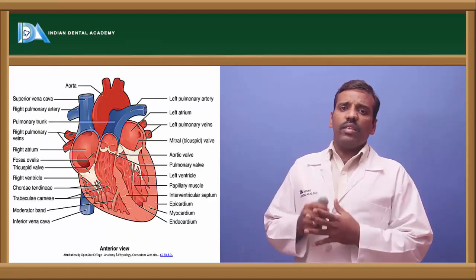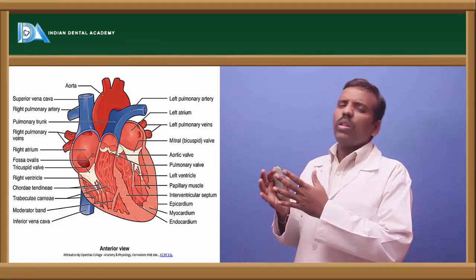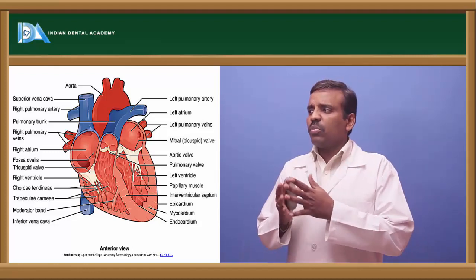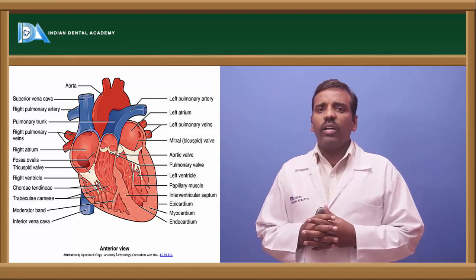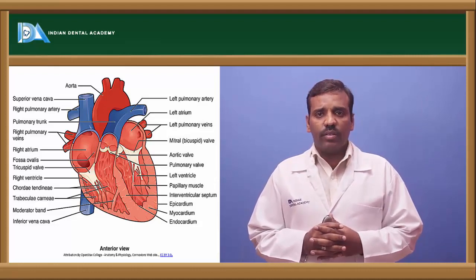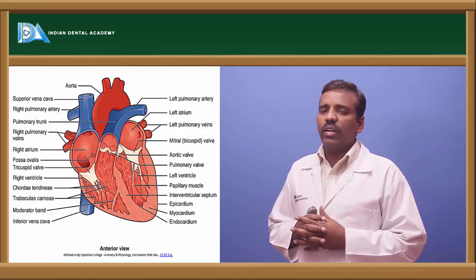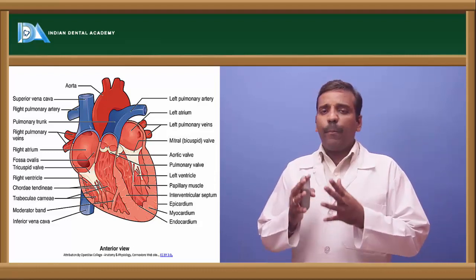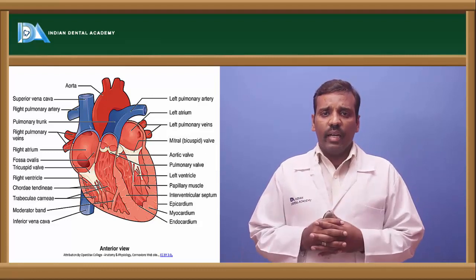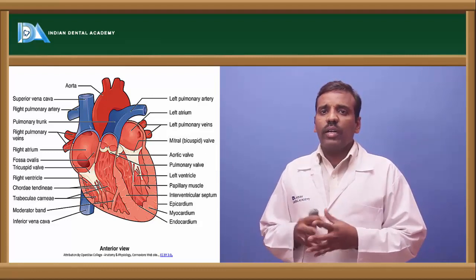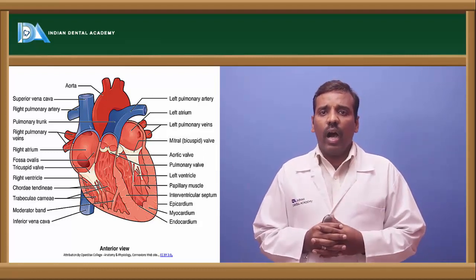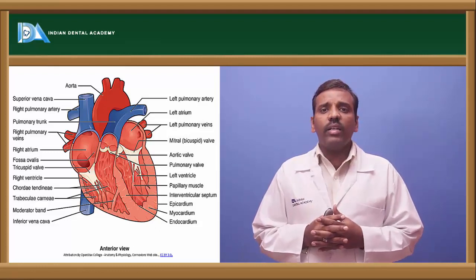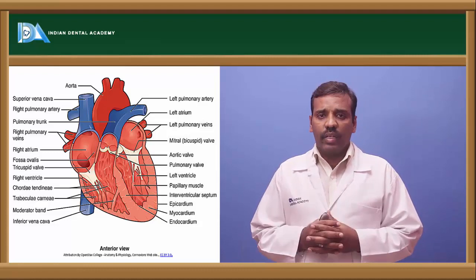If you see this diagram, we'll come to know all the parts of the heart. The blue colored ones are the veins, and the red colored ones are the arteries. The pale red or pink color is the inner parts of the heart. This heart is divided into a right side and a left side.